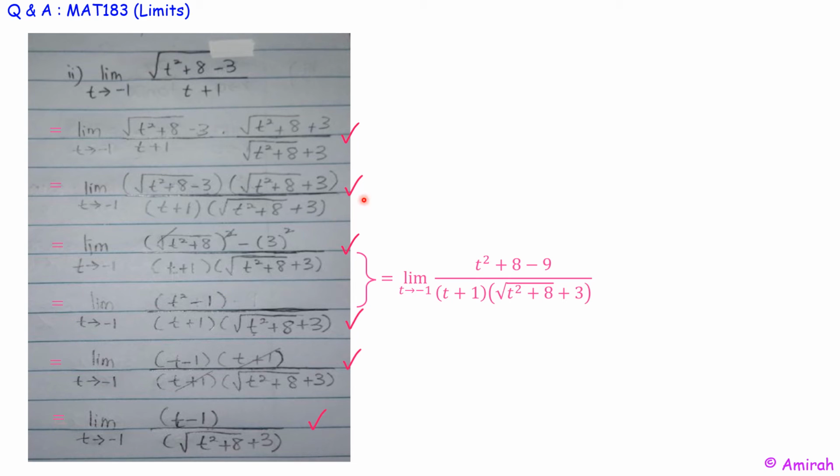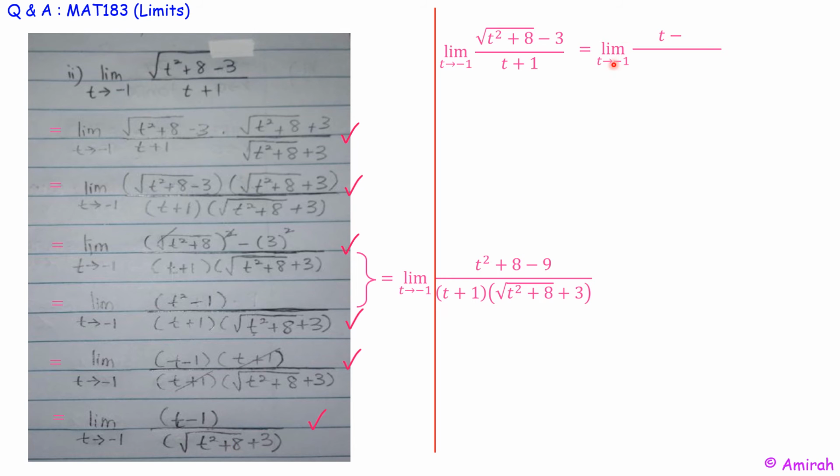Okay. Dan kita sambung kat sebelah ni. Right, sampai sini kita sambung sini. Limit t approaches -1, square root of t squared plus 8 minus 3 over t plus 1. Tadi kita dapat limit t approaches -1, t minus 1 over surd t squared plus 8 plus 3. Okay, saya sambung daripada step yang ni.